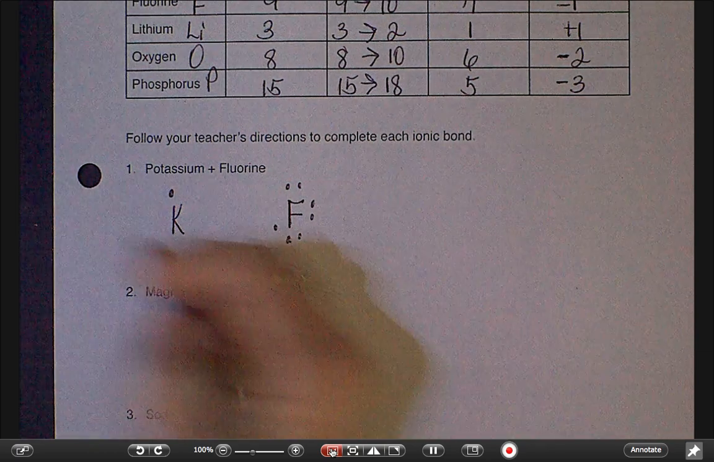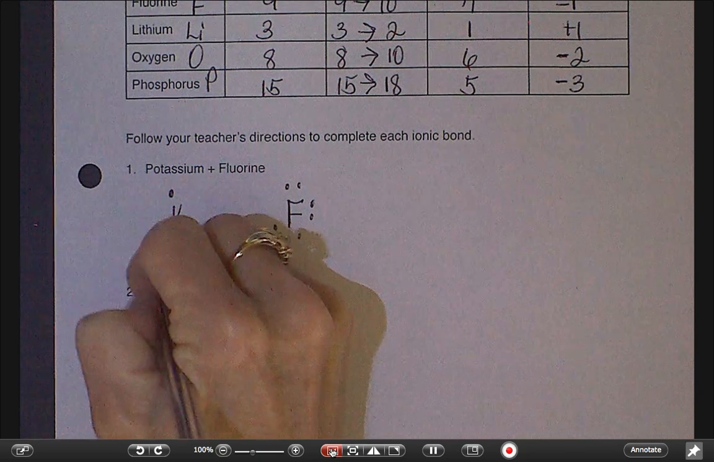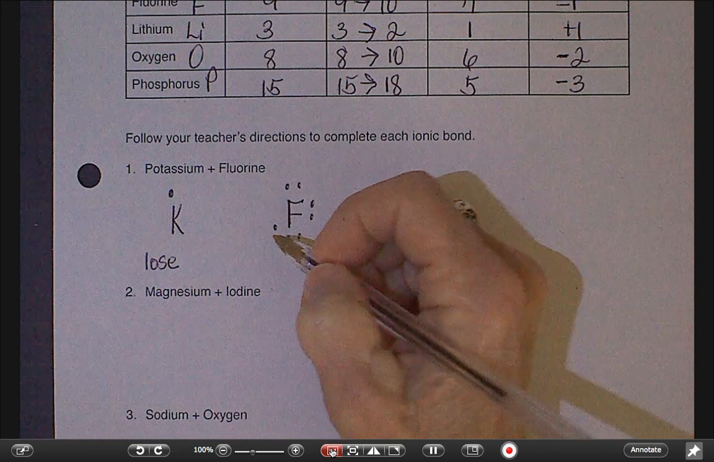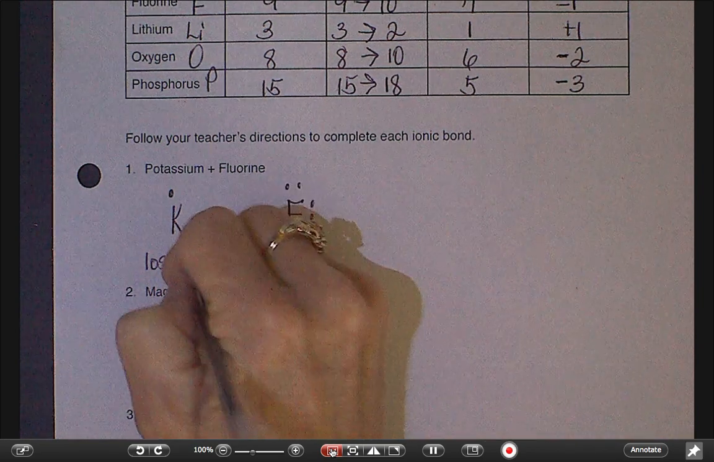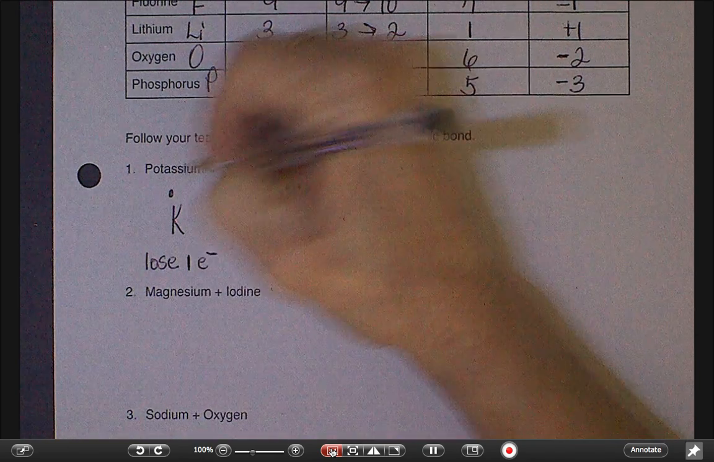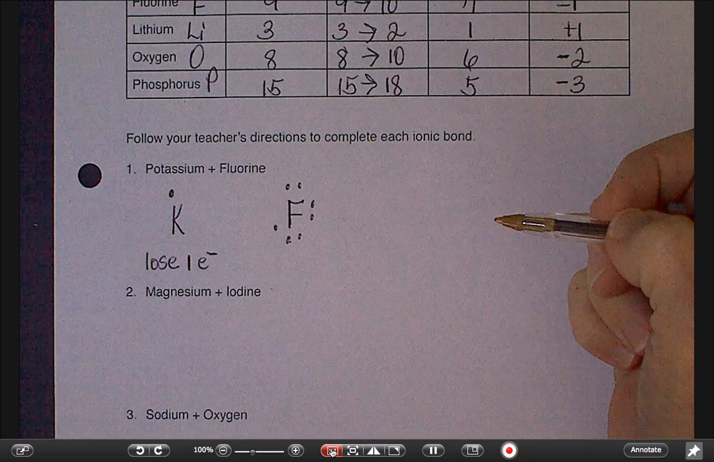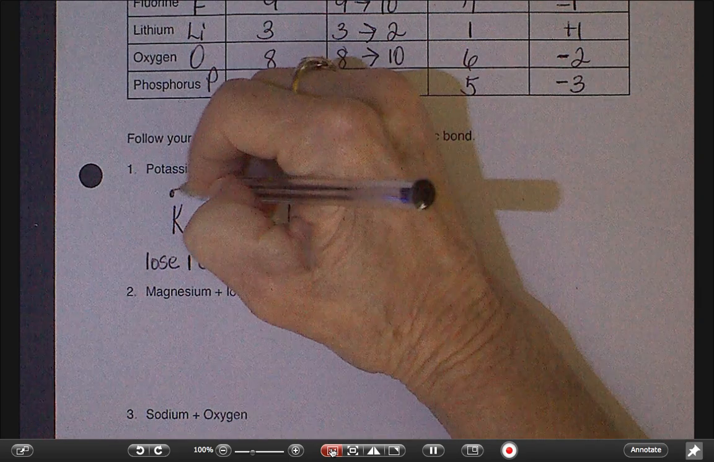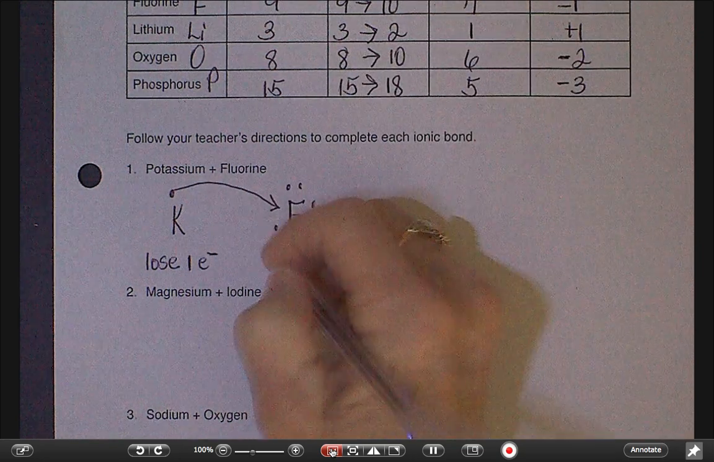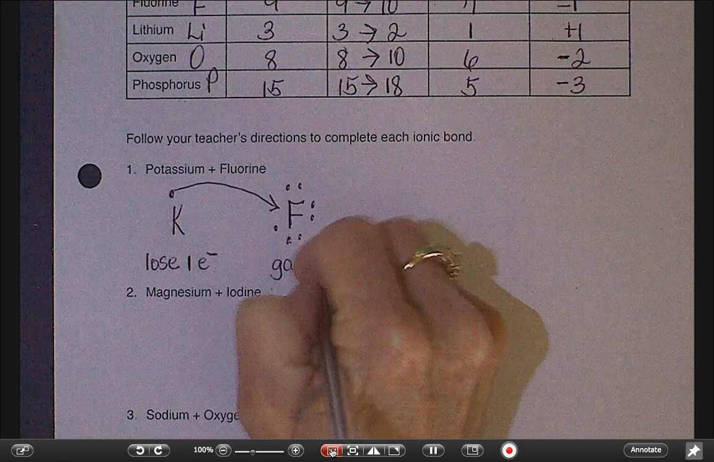All metals do what? Lose or gain? Lose. How many is potassium going to lose? 1. It loses its 1 valence electron. Now, do you see a spot where that's going to go on F? As it gains that 1? Right there. So fluorine gains 1.